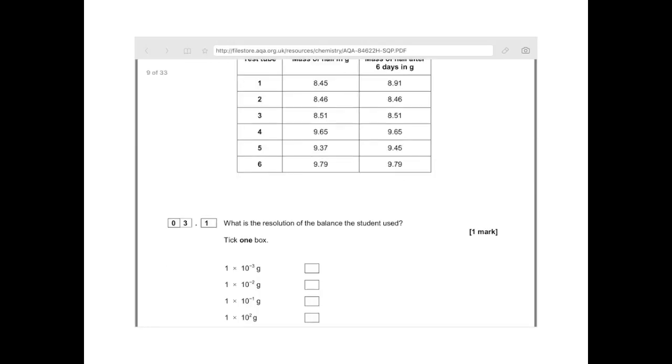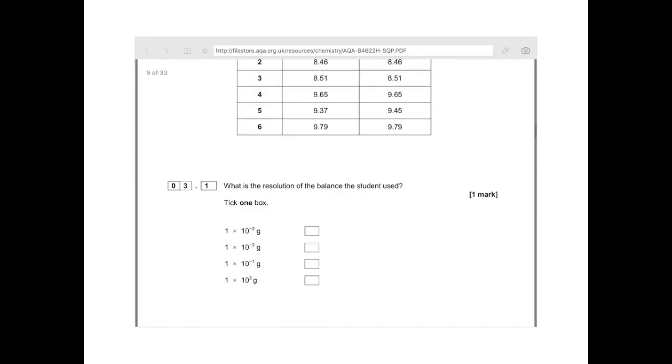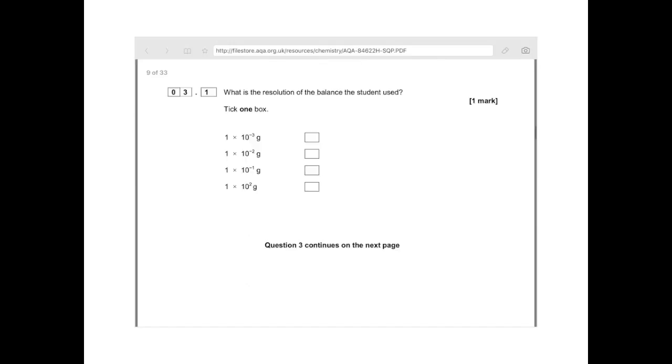That's good. What is the resolution of the balance the student used? So you're having a look, it's to 2 decimal places, which means that the answer here is 1 times 10 to the minus 2 grams, the second option.